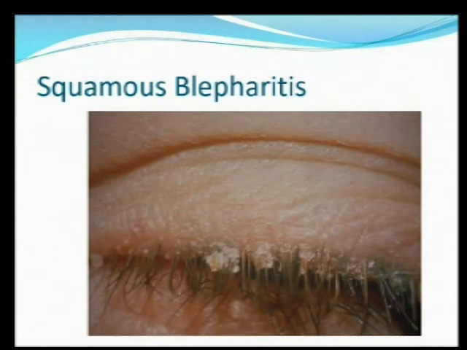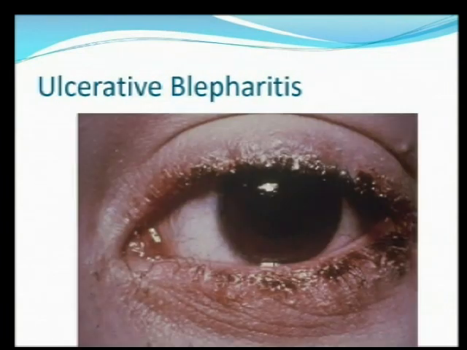Now, for somebody wearing glasses, it doesn't look great, but it's not a big deal. For contact lens wearers, it is a big deal because if those little flakes come off, get in the tear film, and get trapped underneath the contact lens, they could cause some significant corneal irritation. Again, here's an ulcerative one, and I'm pretty sure most people wouldn't want to put a contact lens in their eye if their eye looked like that.